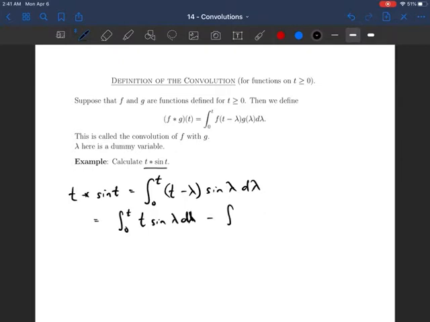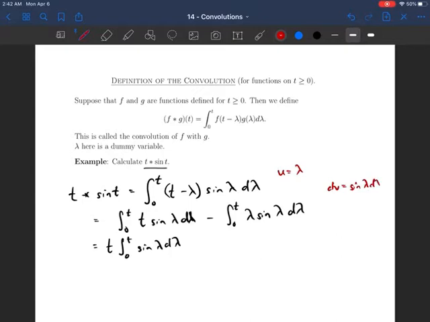We're going to break it up first by distributing. We're going to have the integral from 0 to t of t sine lambda d lambda minus the integral from 0 to t of lambda sine lambda d lambda. All right, in this first integral, we can pull out the t, because this is an integral with respect to lambda, that's a constant, and we just have sine lambda d lambda on the inside.